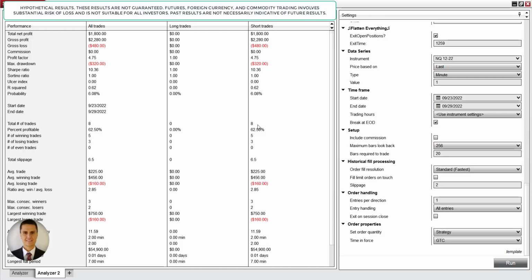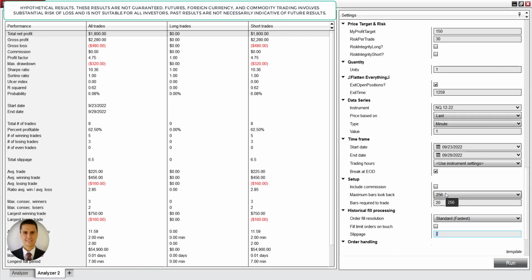There it is. Okay, so it had 8 trades, and that is the max drawdown, and that is the 1,800 net profit. So we have to subtract, let's say, $40 from that. 1,760 is what the net profit would have been. And again, we have accounted for slippage.